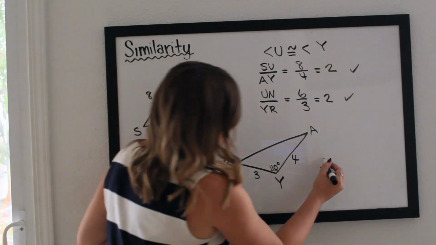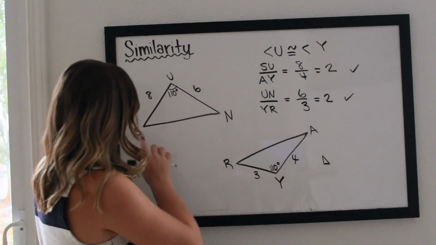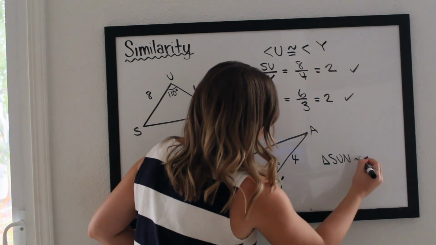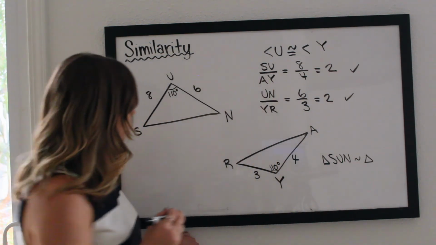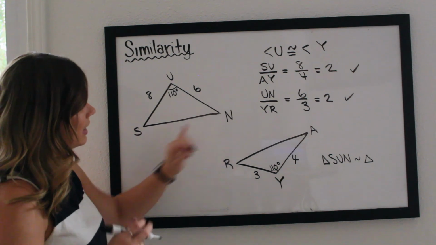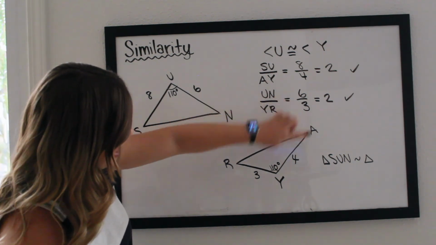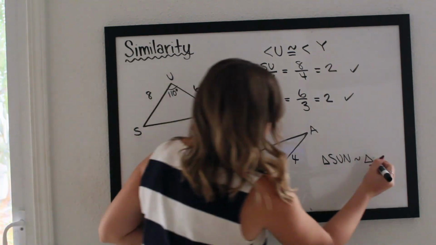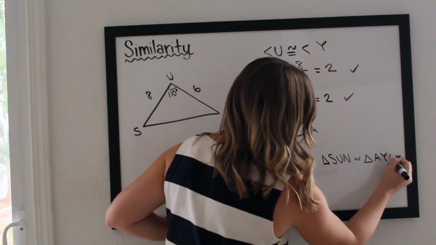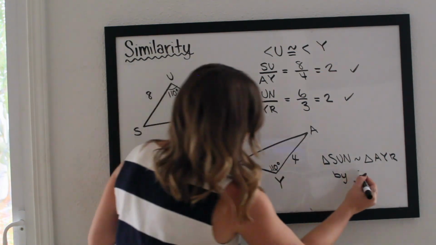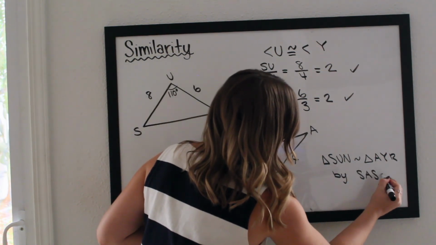So I'm going to say here, triangle SUN is similar to triangle, so we have SUN, we just need to make sure our corresponding parts match up, so it's going to be AYR. And that's going to be by side angle side similarity.